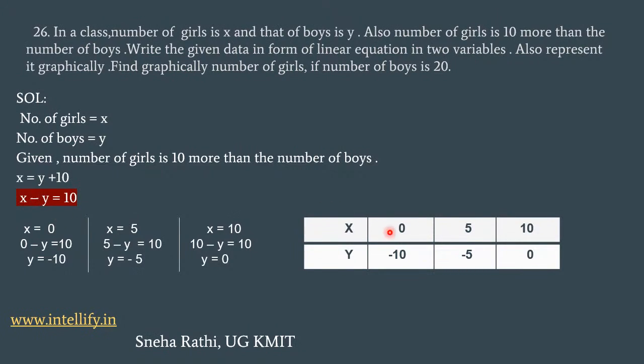Now put x values as 0, 5, 10 and find out the y values. When x is 0, 0 minus y is equal to 10, so y will be minus 10. When x is equal to 5, 5 minus y is equal to 10, you will get y is equal to 5 minus 10, which is minus 5. When x is equal to 10, 10 minus y is equal to 10, so you will get y is equal to 0. Now represent this table in a graph and find the number of girls if the number of boys is 20.